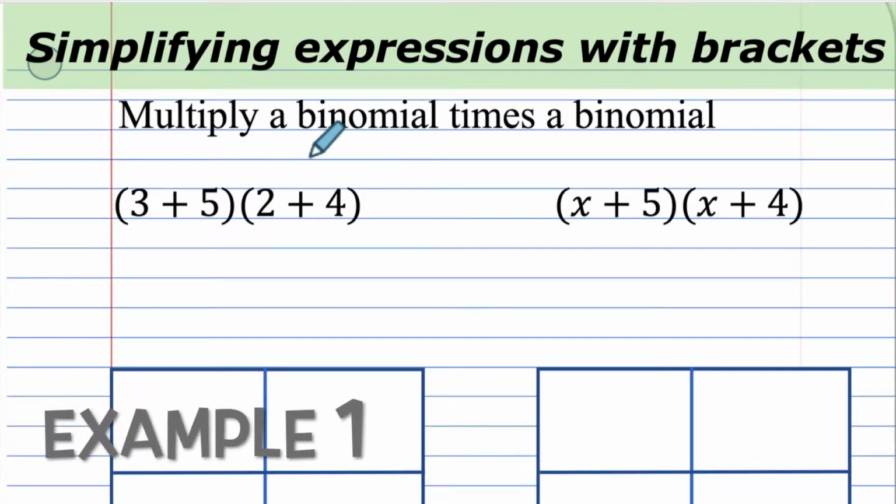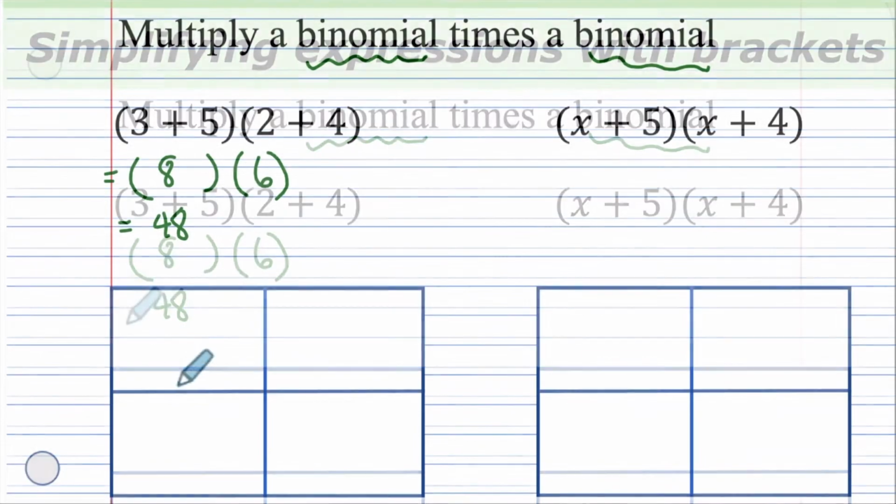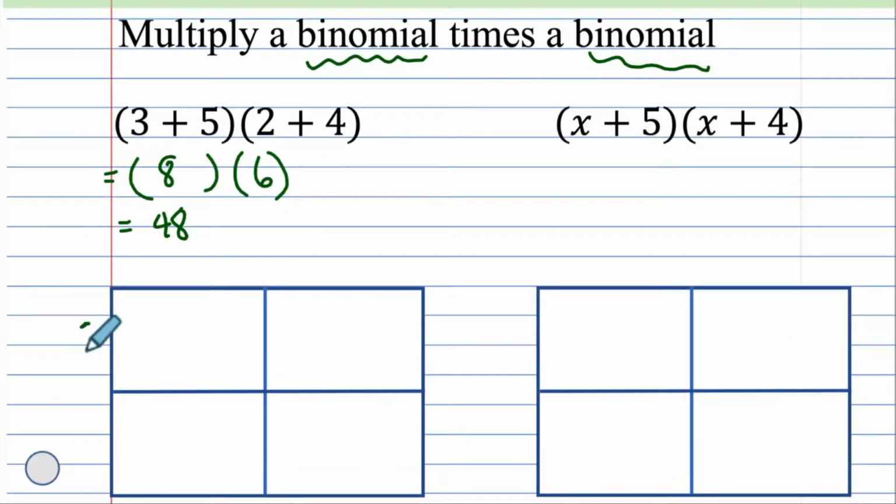In algebra, binomial means we have two terms, and this expression then means we have two terms times two terms. Now, order of operations is quite quick. We simplify in the brackets here, and we get 8 times 6, which is 48. And we can show that here. We've got 3 plus 5 and 2 plus 4.